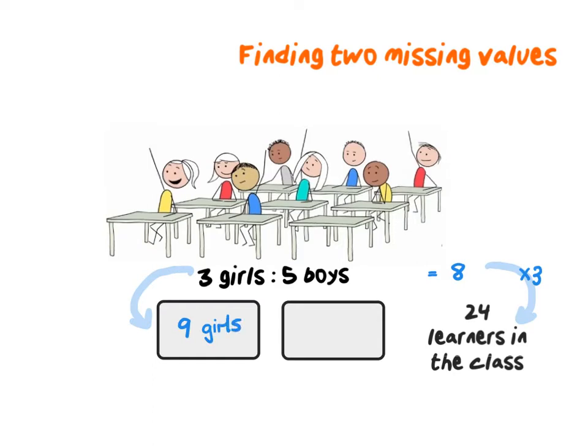But if there are 3 times more girls and 3 times more learners, then there's also 3 times more boys. And let's just write the times 3 in here on each side so we remember what we're doing. And that gives me 15 boys. And now we see, does 9 and 15 add up to 24? Indeed, it does. Let's look at another example.